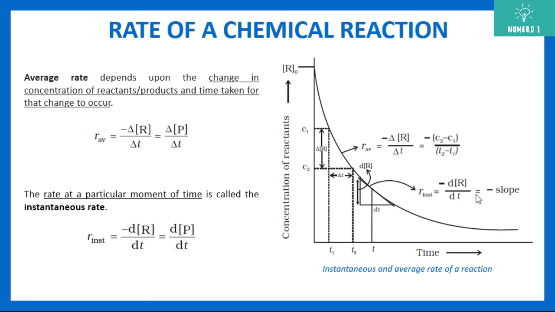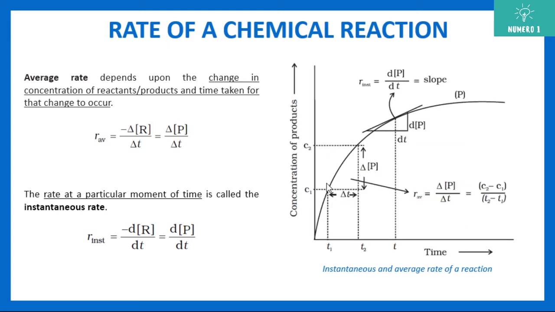This graph is representing the concentration of reactants, which should be decreasing, versus time. Next, this is the concentration of product versus time. You can see the concentration of product is actually increasing. Concentration of product increases and concentration of reactant decreases.